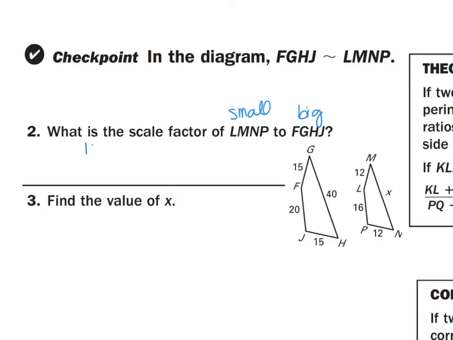So that would be 12 over 15. Do I have to reduce? Yeah, absolutely. You can divide both of those by 3, and that becomes 4/5. And that's your answer.